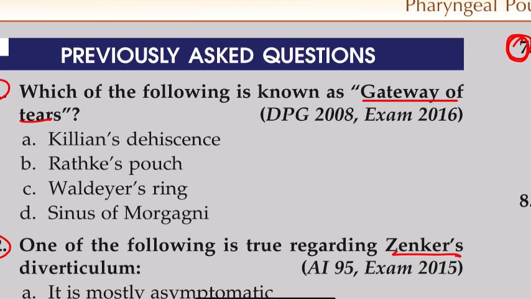Now here in Killian's dehiscence, what is going on is that there is the thyropharyngeus muscle and the cricopharyngeus. Now there is a gap between these two muscles, because of which there will be weakness, and that's why it is a common site for pharyngeal pouch formation.